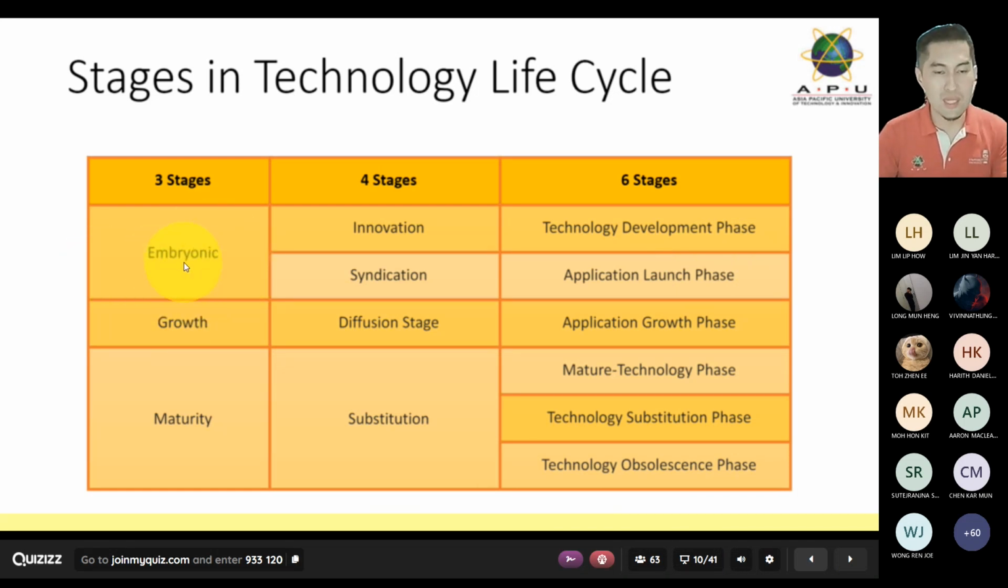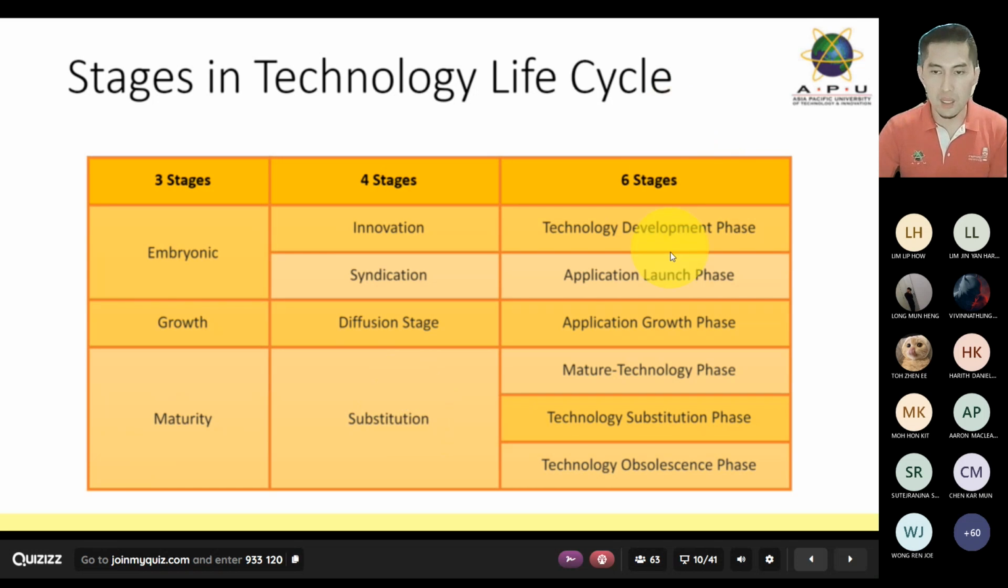Anyway, embryonic stage, right? You see the word embryonic, I think you realize the root word here is embryo. When you talk about embryo, it's the very initial stage of technology. So under the 4-stage technology life cycle, this is where innovation and syndication take place. I will tell you what innovation and syndication is after this. When it goes through growth, in other words, the other word being used here is the diffusion stage instead. Then last but not least, there is the maturity stage, which a lot of times is also considered the substitution stage as well.